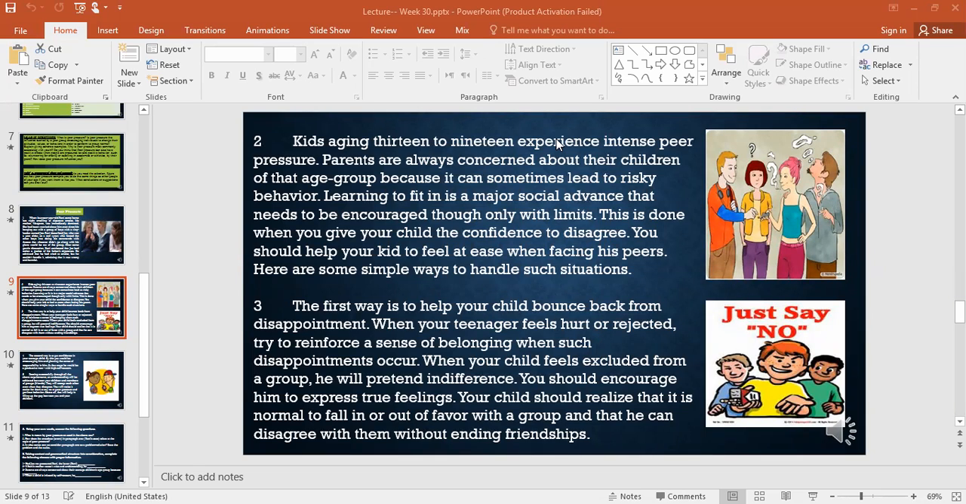When your child feels excluded from a group, he will pretend indifference. You should encourage him to express true feelings. And this is the most important thing in our lives as teenagers or as grown-ups or whatever. You should always express true feelings. You should always show others what you feel. You should always show your parents that I am sad, I am worried, I am angry, I am afraid. Always be honest with your parents. Okay, continue.